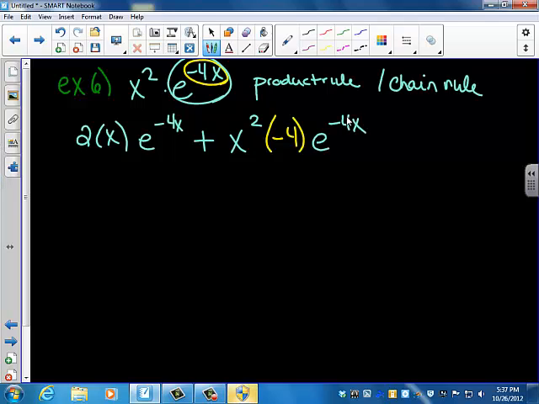Okay, now let's do some algebra, combine it all together. I have 2x e to the negative 4x plus negative 4x squared e to the negative 4x. Now, a lot of times, especially what AP will like to do, they will like for you to look at this and go, ooh, let's look at all these common factors I have. I have 2 as a common factor, I have x as a common factor, and I have e to the negative 4x as a common factor.